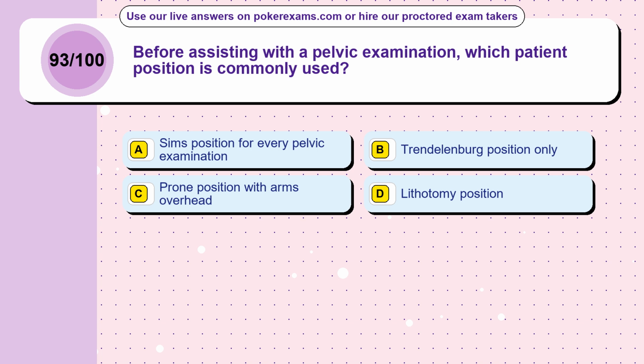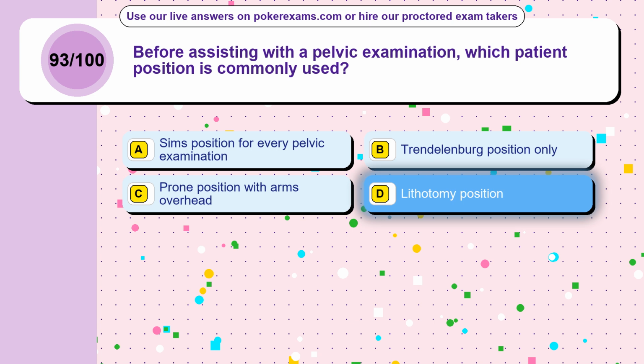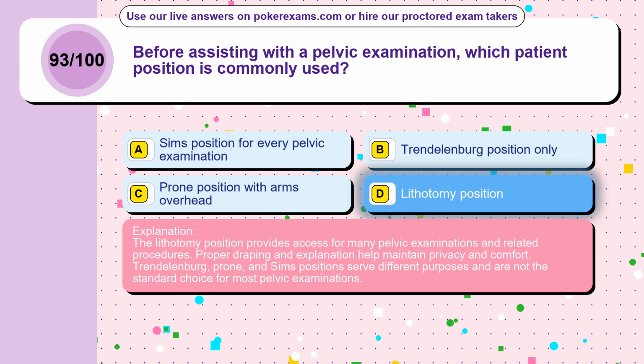Lithotomy position. The correct answer is option D. The lithotomy position provides access for many pelvic examinations and related procedures. Proper draping and explanation help maintain privacy and comfort. Trendelenburg, prone, and Sims positions serve different purposes and are not the standard choice for most pelvic examinations.